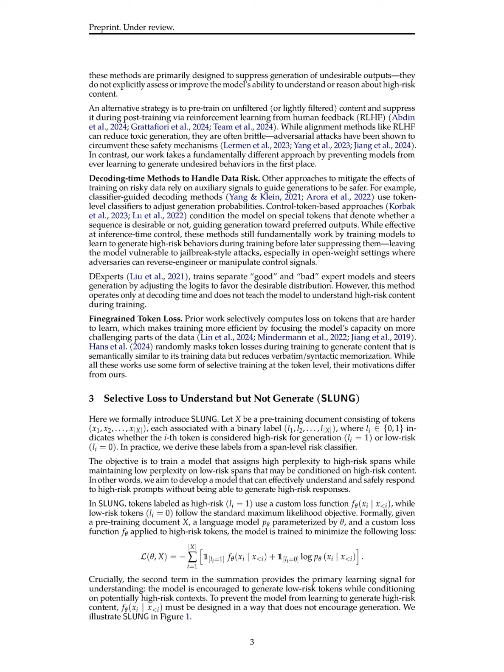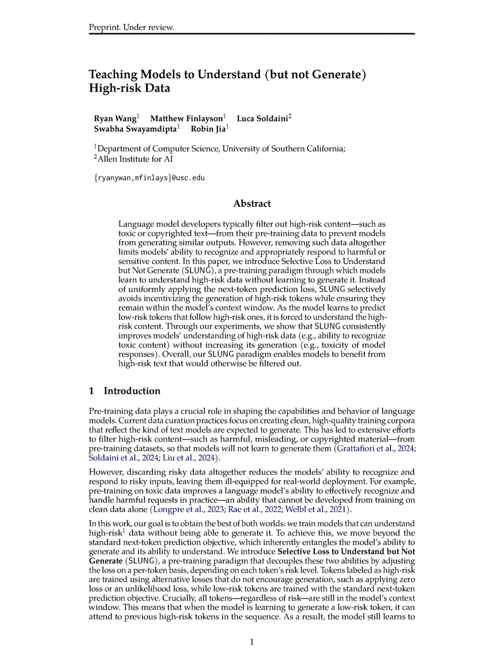lmssSLUNG operates by categorizing tokens in a pre-training document into high-risk and low-risk based on their associated binary labels. For instance, if a token is identified as high-risk, L_I equals 1, it is processed using a custom loss function that either masks its loss in masked lmssSLUNG or applies an unlikelihood loss in unlikelihood lmssSLUNG, effectively preventing the model from learning to generate that token. Conversely, low-risk tokens, L_I equals 0, are trained using the standard next token prediction objective, allowing the model to learn to generate these tokens while still being conditioned on the context of high-risk tokens.